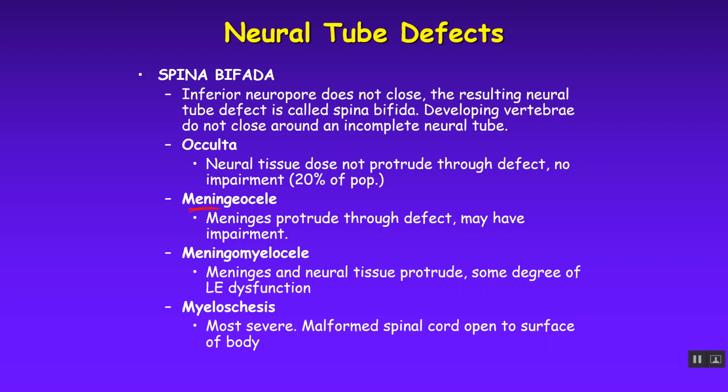Meningi is your meninges, like your dura, arachnoid, pia. The term myelo is spinal cord. It's not myo as in muscle, it's myelo, spinal cord. So this tells you what's happening here, whether just the meninges are involved, or whether the meninges and the spinal cord are involved, or whether there's this myeloschisis, which I'll show you some pictures of here.